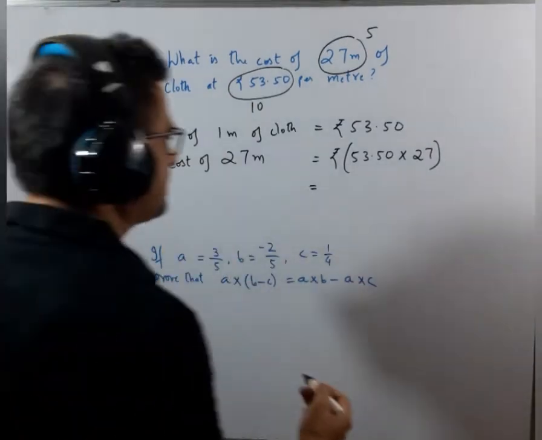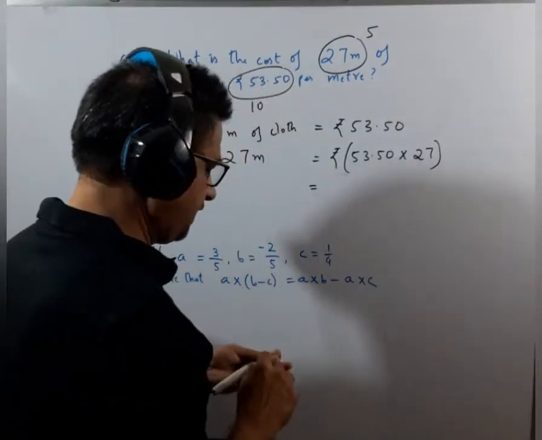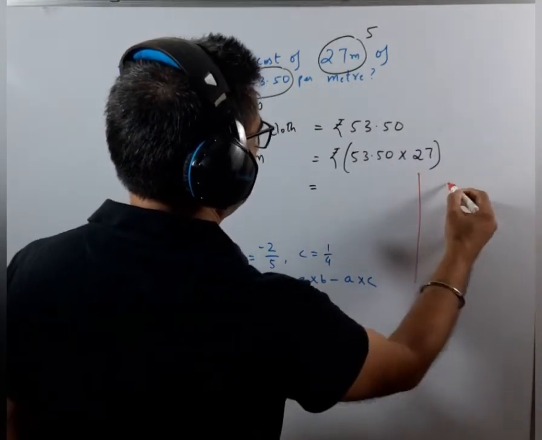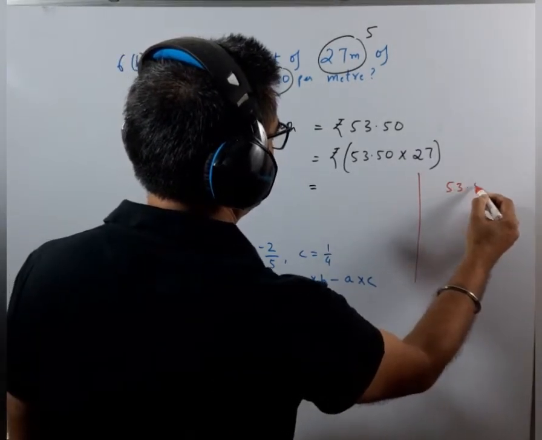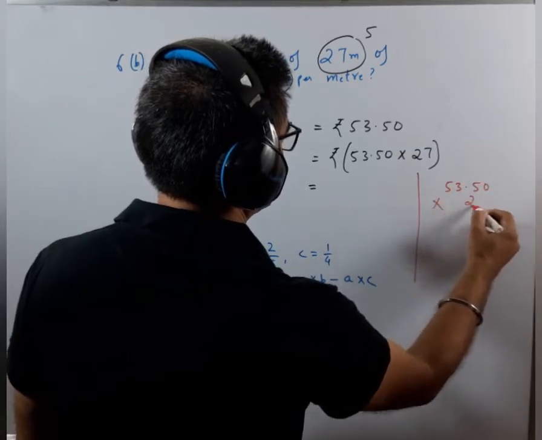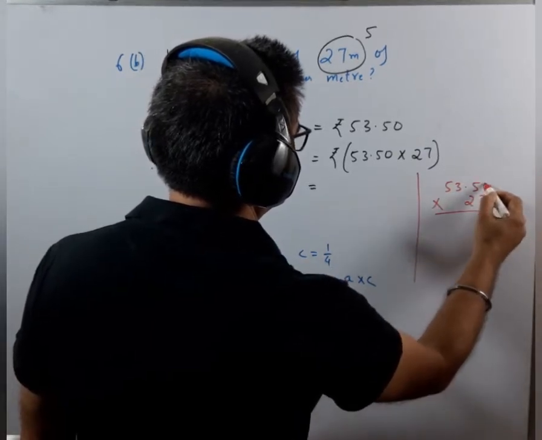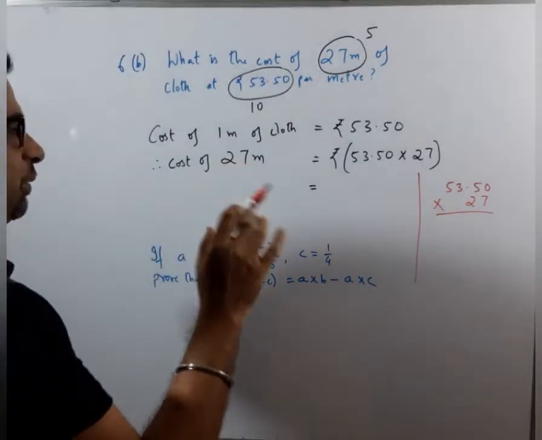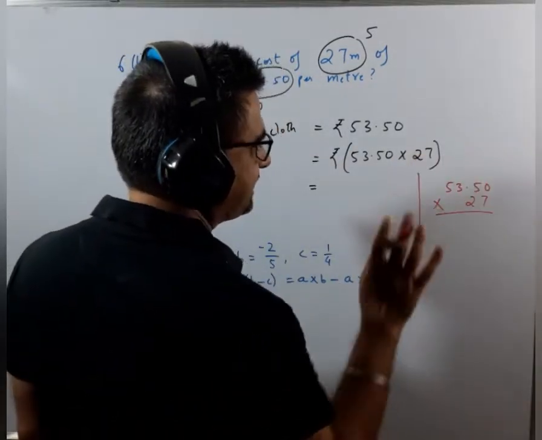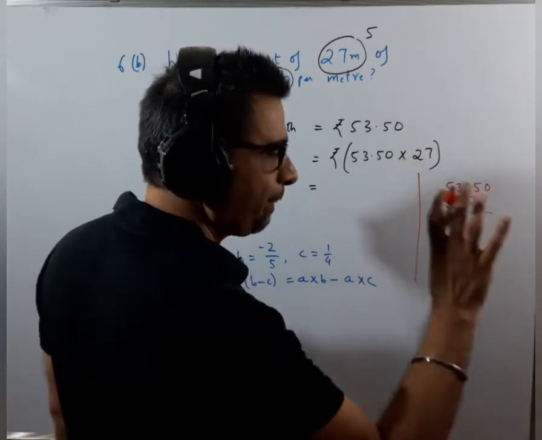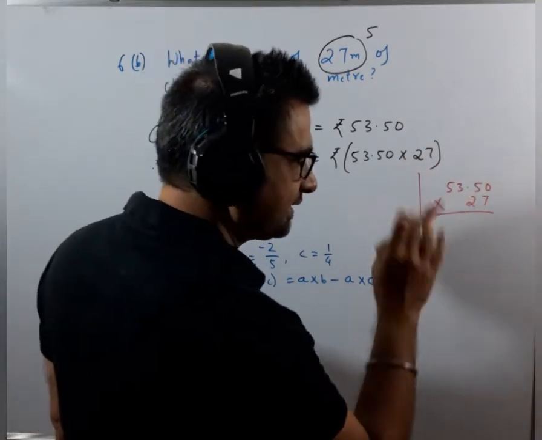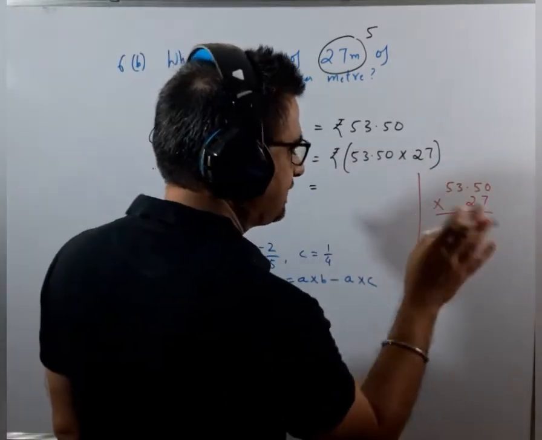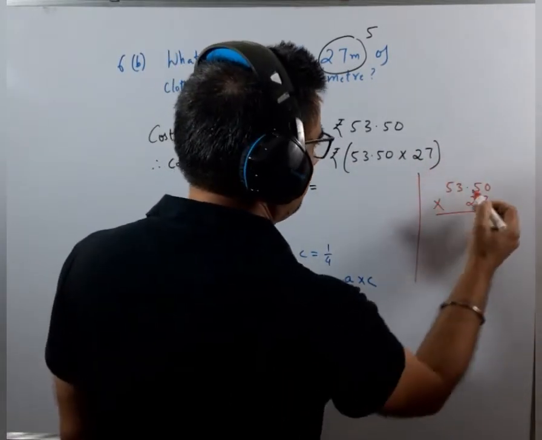Let's see how much this comes to. Let's multiply and find out. So let's do the multiplication here, 53.50 into 27. If you're not very conversant with decimal multiplication, just follow me. For now, just forget that there is any decimal. Just multiply as though there were no decimal, and then we'll take care of the decimal later. So the first step, just multiply as though there were no decimal. So how do we go about it?